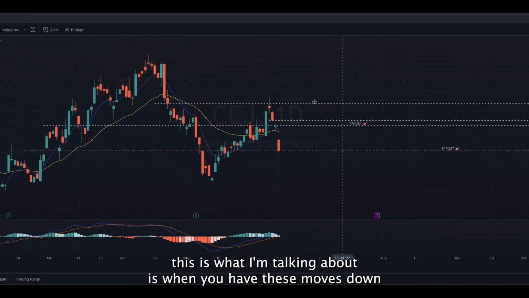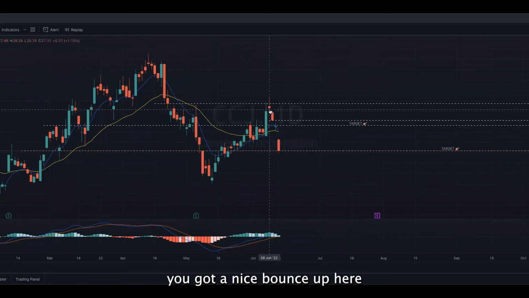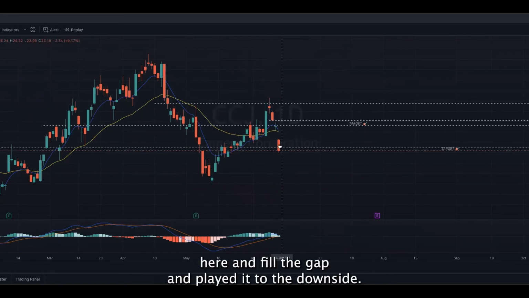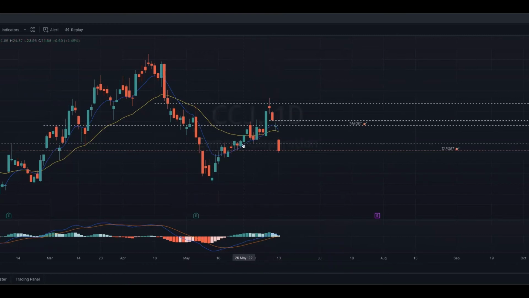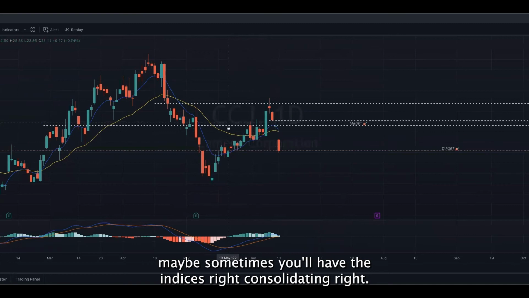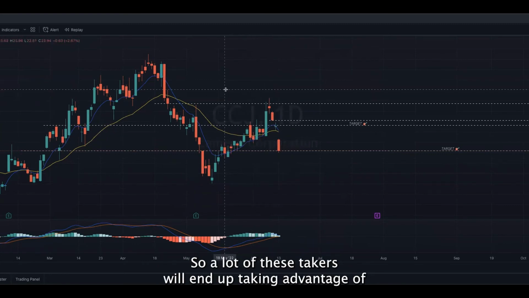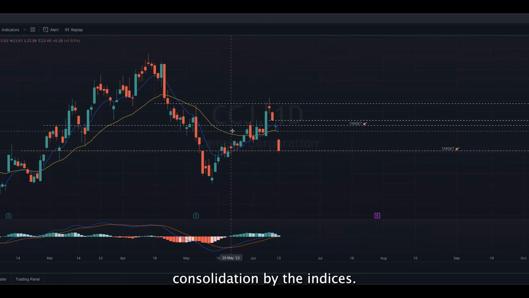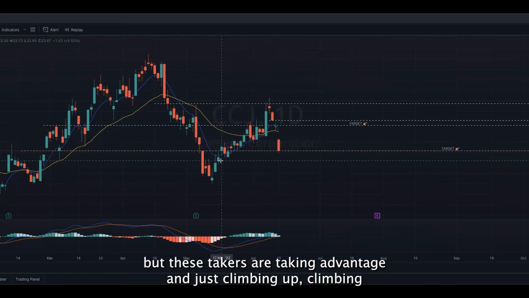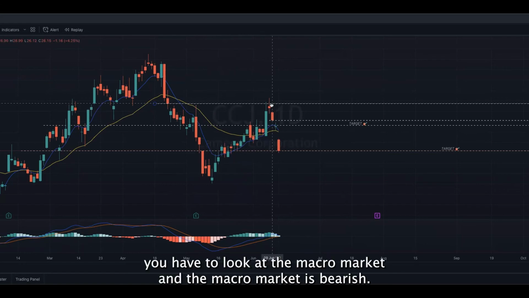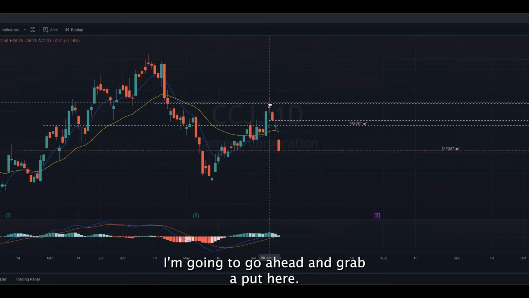But real quick, this is what I'm talking about. You have these moves down, you got a nice bounce up here, and then you finally came back up here and filled the gap and played it to the downside. When the market ends up bouncing for you, maybe sometimes you'll have the indices consolidating, right? A lot of these tickers will end up taking advantage of consolidation by the indices. You'll tend to note that SPY's just bouncing around in a range, but these tickers are taking advantage and just climbing up, climbing up, climbing up. And you have to look at the macro market, and the macro market is bearish. I'm going to go ahead and grab a put here, right?